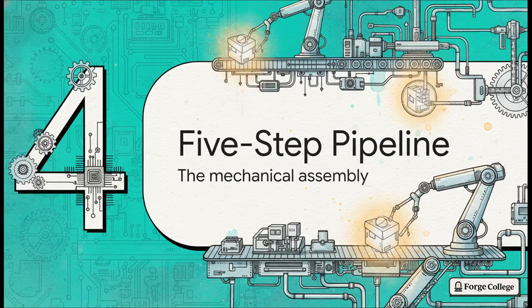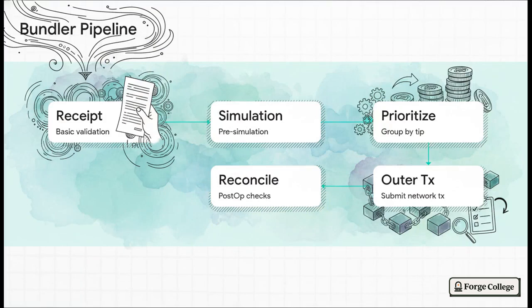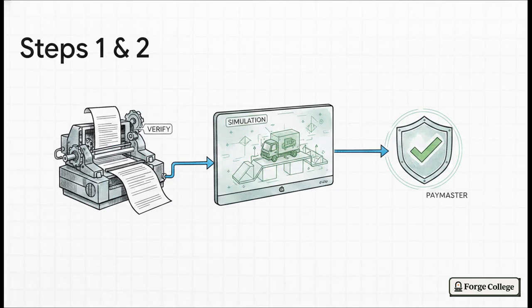All right, Section 4, the 5-step pipeline. Let's look at the actual mechanical assembly. Every single user operation has to survive a very precise 5-step life cycle to actually make it on-chain. It's basically a gauntlet of verification. We've got receipt, pre-simulation, prioritization, the outer transaction, and finally, post-operation reconciliation. Let's zoom in on this assembly line. In Step 1, the bundler receives the operation and syntactically verifies the basics, parsing out things like nonces and signatures.